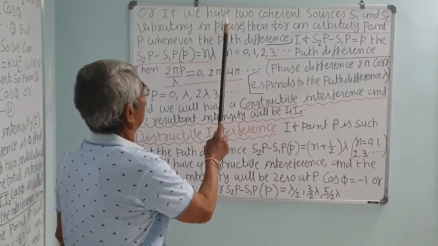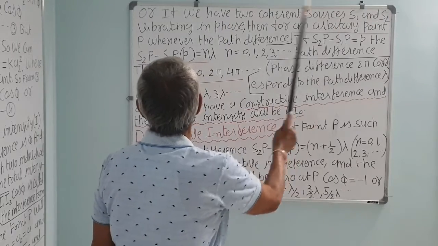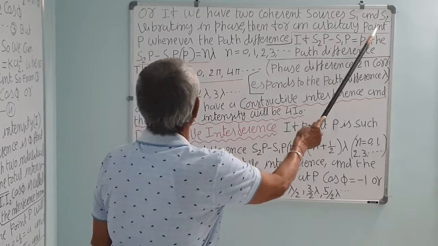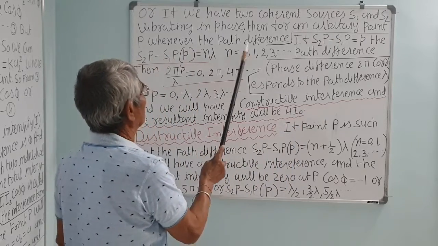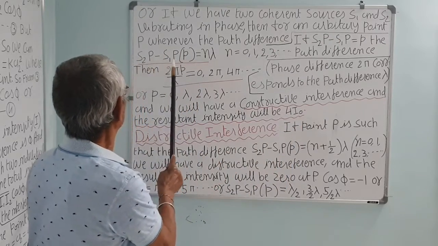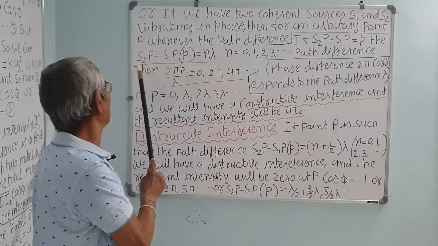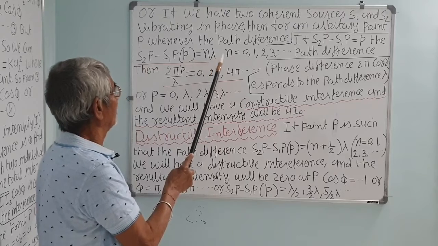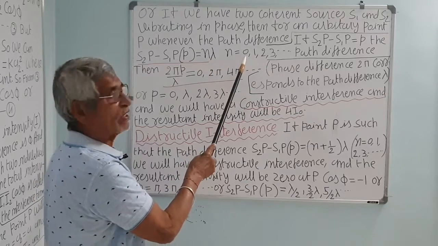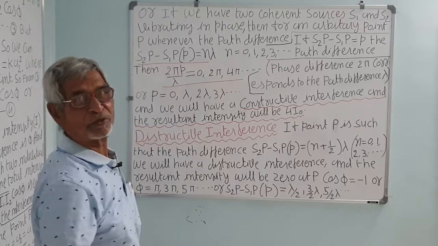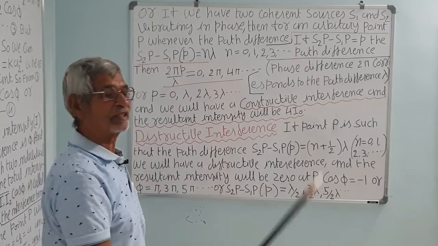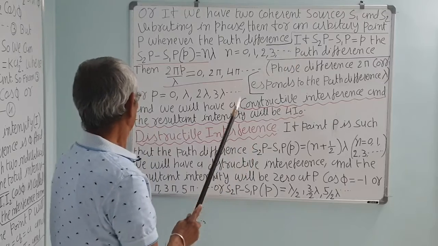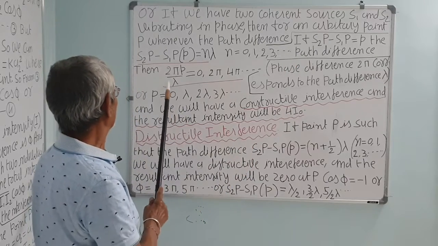Or if we have two coherent sources S1 and S2 vibrating in phase, then for an arbitrary point P, wherever the path difference S2P minus S1P, or S1P minus S2P, you can write anyway, is equal to n lambda, where n is equal to 0, the path difference between them is 0, lambda, 2 lambda, 3 lambda, when they reach at a point P, there will be a constructive interference, correct? And intensity will be maximum.